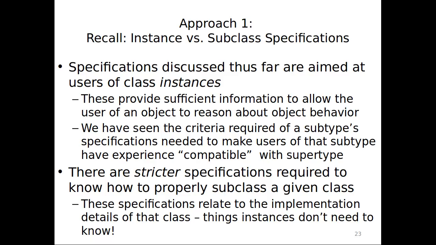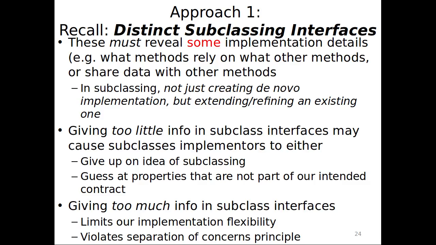We're going to expand that for specifications aimed at people seeking to subclass. Okay. And this is an approach undertaken for the Java libraries as a way of encouraging safe subclassing. So here we're going to deal with distinct subclassing interfaces. They reveal some implementation details, particularly what methods rely on what other methods, or share data in some cases with other methods. And here, if we give too little information in subclass interfaces, the subclassers might give up on the idea of subclassing or guess at properties in a way that would be broken. If we give too much information in the subclass interfaces, it limits our ability to evolve the superclass. Okay, it violates separation concerns.